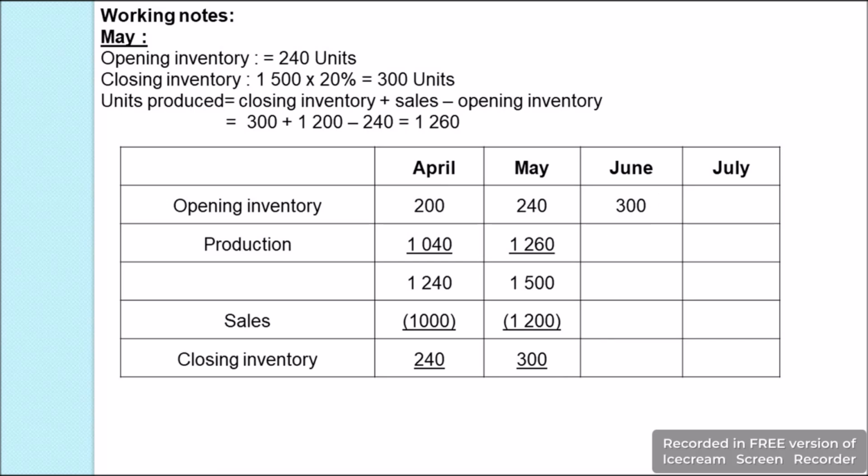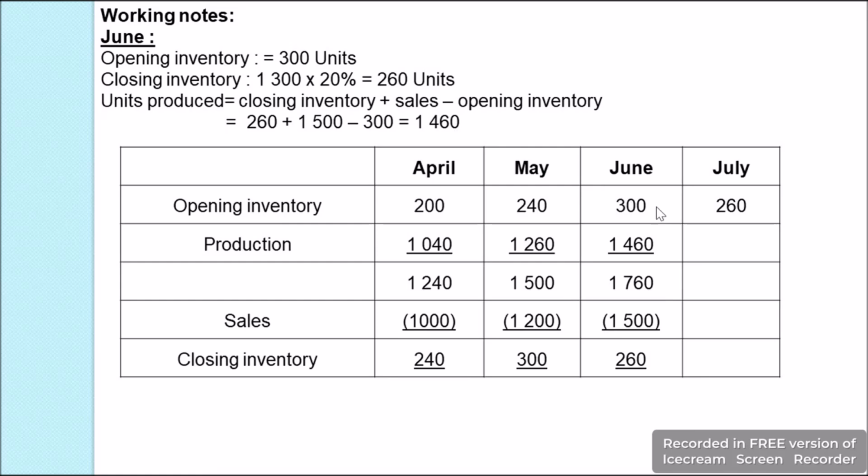Now for the month of June, we will start with the opening inventory, which we have already mentioned as 300 units. The closing inventory will be 20% of the sales of July, which is 1300 times 20%, which will be 260 units. Again, the units to be produced will be the closing inventory of 260, plus the sales of the month of June, which is 1500 units, minus the opening inventory, which is 300 units. We get the units to be produced as 1460.